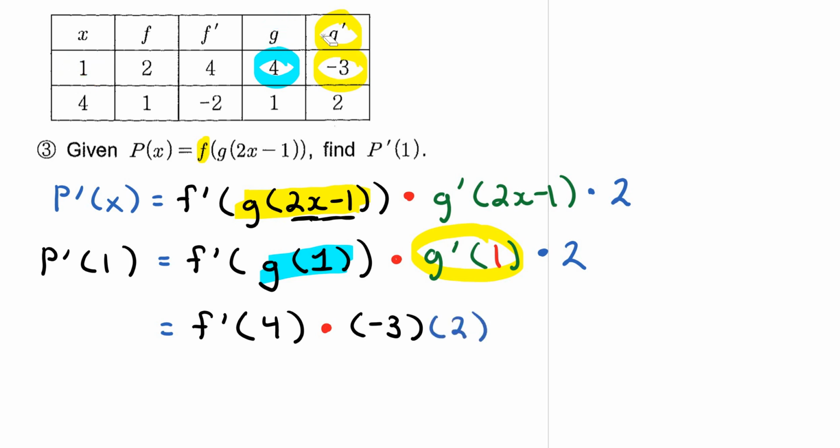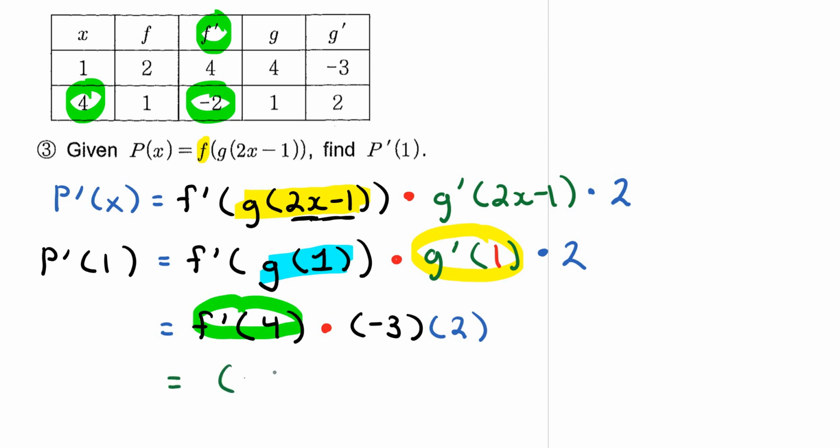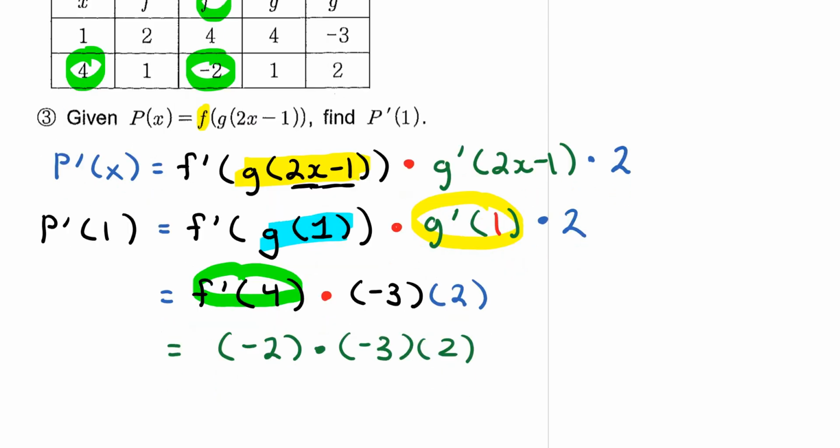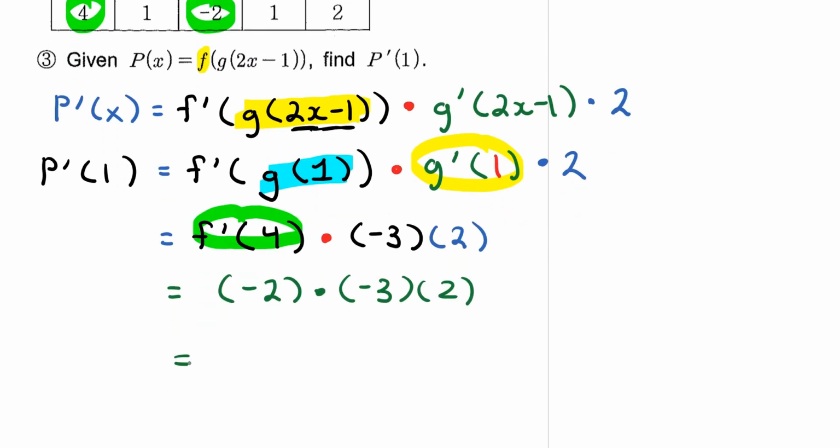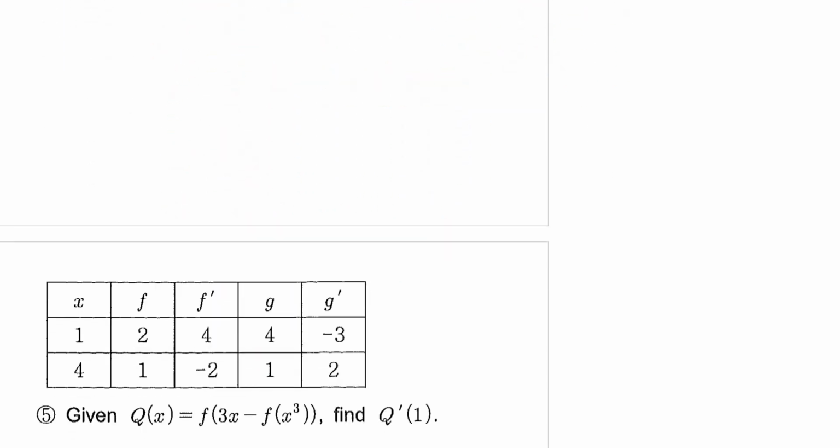Alright, let me erase the colors here, and then finally, what's f prime of 4? So here's f prime, there's 4, f prime of 4 is going to be negative 2. So this will be negative 2 times negative 3 times 2. And if we multiply all that together, what do we get here? Is that 12? Positive 12? Yeah, positive 12. Good.